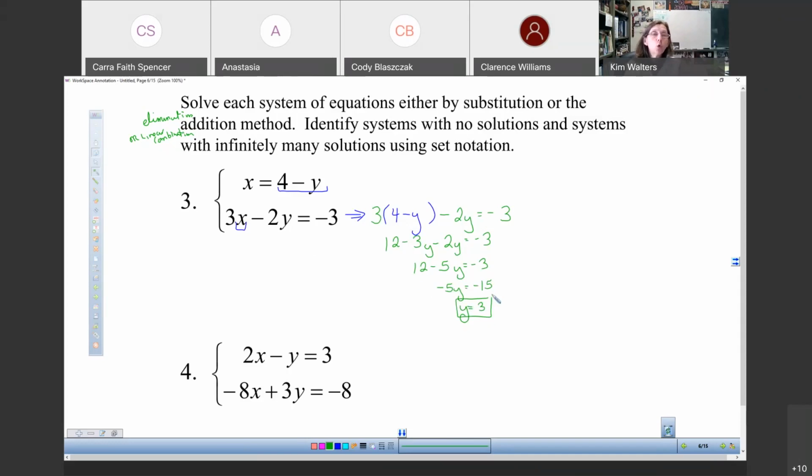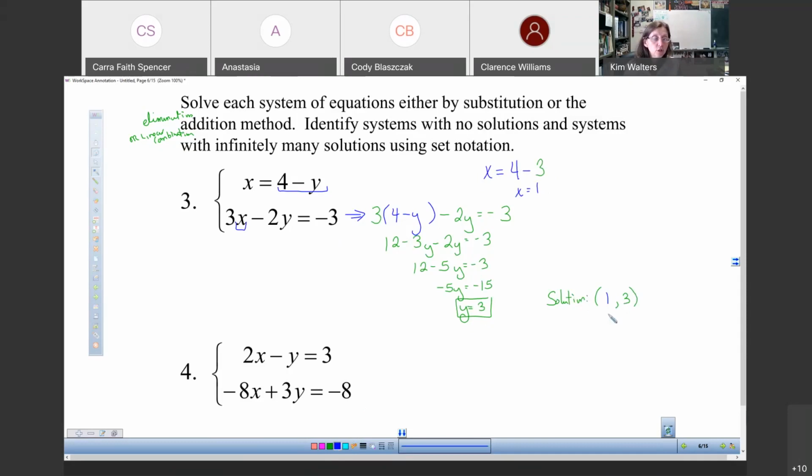Now, remember that your ordered pair is just that. It's in order, x and then y. So I have actually found the second part of my solution. So we're going to come over here to the side and say, okay, solution is the ordered pair something, comma 3? Well, what is that something? I'm going to go back up here to the x, and I'm going to say, all right, x is going to be equal to 4 minus y, and my y value is 3. And so therefore, I'm going to find that x is equal to 1.